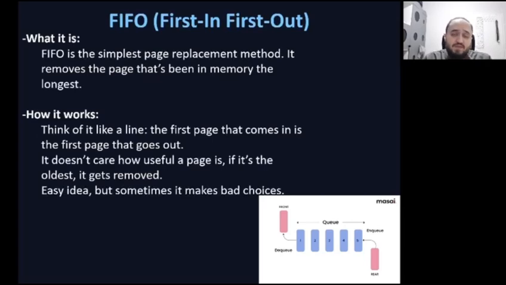Hello, my name is Ahmed, and I will continue explaining the page replacement methods, starting with first in, first out. The idea of the first in, first out method is super simple. It's a page replacement method that removes the page that's been in memory the longest. Think of it like a line. The first page that comes in is the first page that goes out. It's very easy to understand and very easy to implement, but it doesn't care how useful a page is. If it is the oldest, it gets removed.